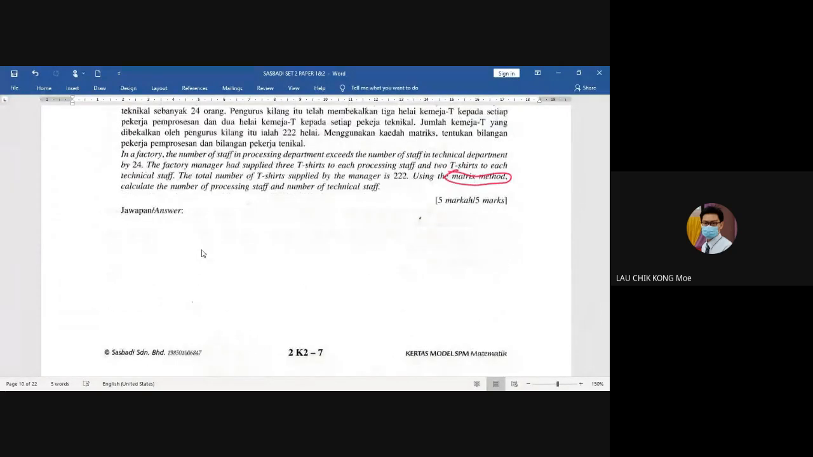Have you seen? Okay, so in a factory, the number of staff in processing department exceeds the number of staff in technical department by 24. So we have two types of staff. S is the processing staff. Y is the number of technical staff. Okay. So dia kata processing staff melebihi technical staff by 24. So S minus Y equals 24. So this is the first equation. S minus Y equals 24.